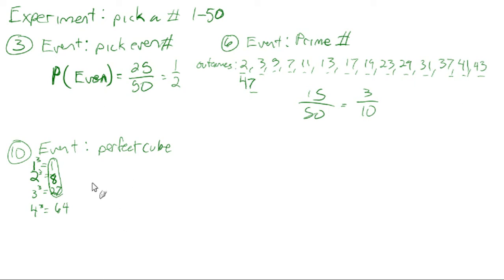We should have put probability of prime here. Probability of prime is 3/10. Probability of cube is 3 out of 50. And that's it. 3 out of 50 is the best we can do. We can't simplify that fraction anymore. Okay, let's move on. A lot of vocab there.